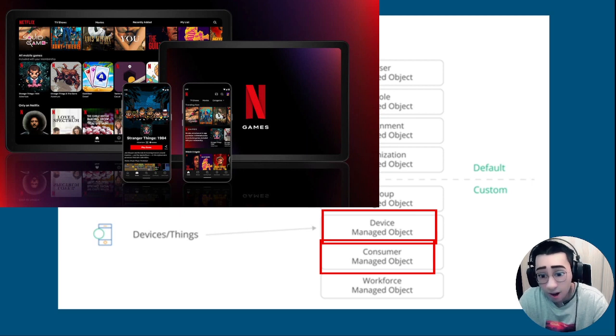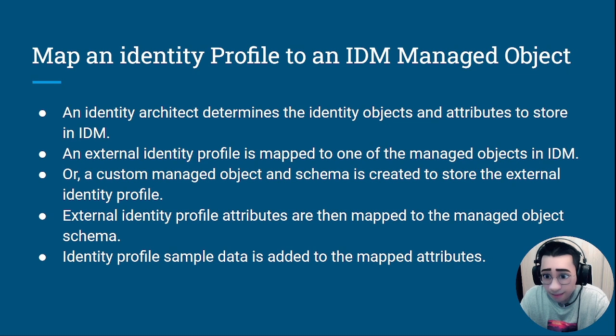Mapping an identity profile to an identity management object is a data mapping exercise. So an identity architect needs to determine what other objects they want to track and store information about in IDM. When you look at an external identity object that you want to track, you want to know what you want to track about them. So what data do you want to keep track of? What are the properties about the object you want to track?